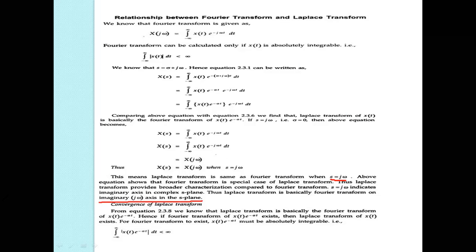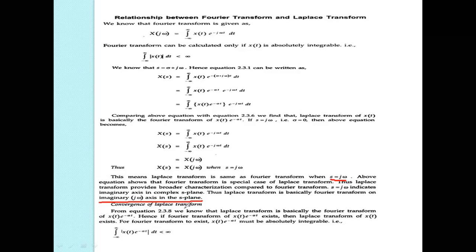Got it, my dear students? What is the conclusion here? The relation between the Fourier transformation and the Laplace transformation is that the Laplace transformation is basically a Fourier transform on the imaginary j omega axis in the S-plane.